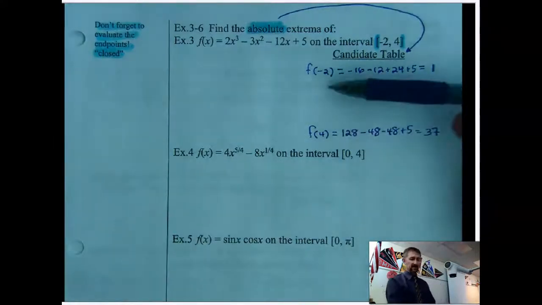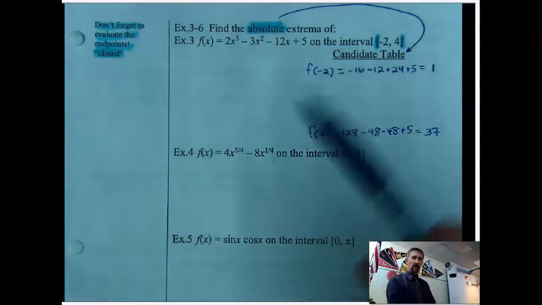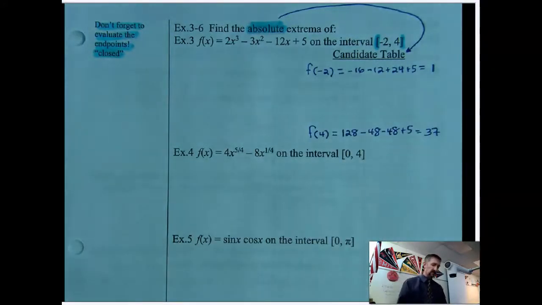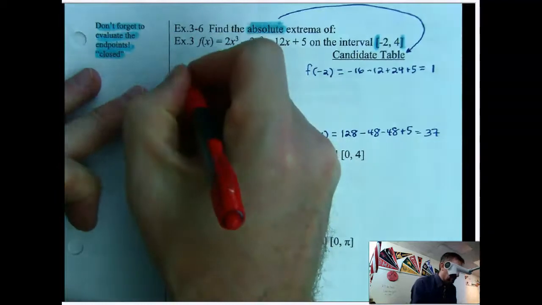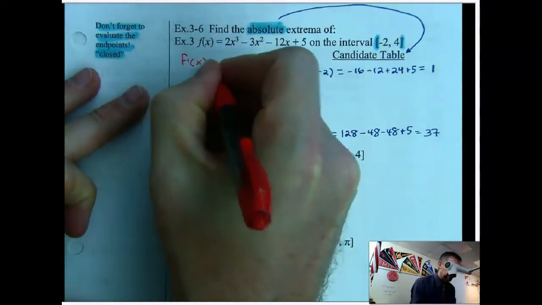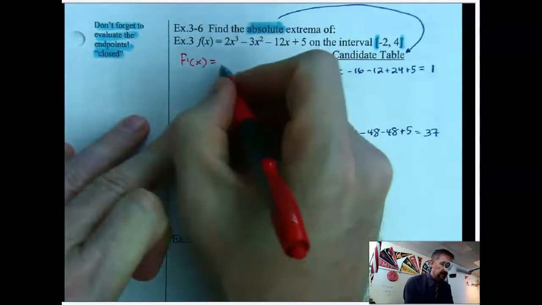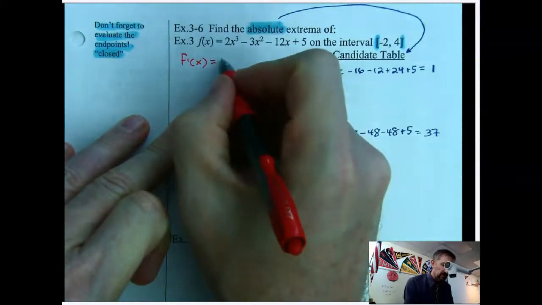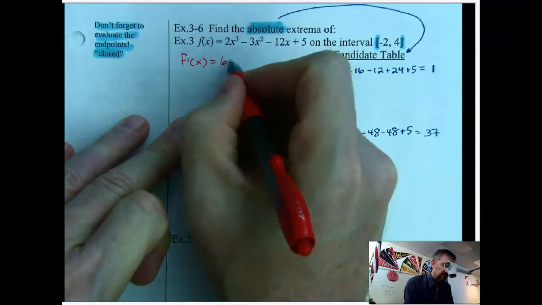Now, to find any numbers in between here, now we're going to take the derivative and set that equal to 0. So f prime of x equals, and again, pause. You know how to take this derivative, or just do it real fast. Do it faster than me.